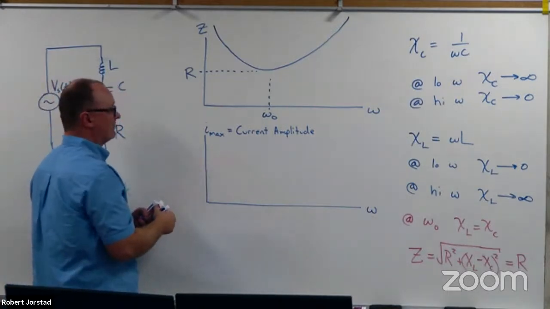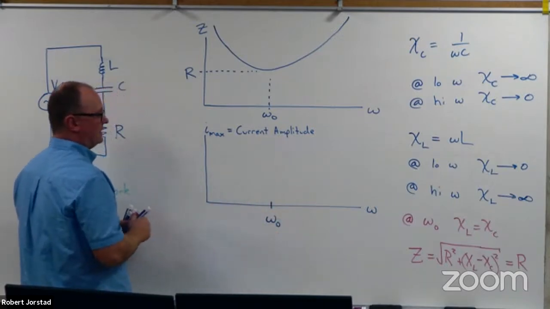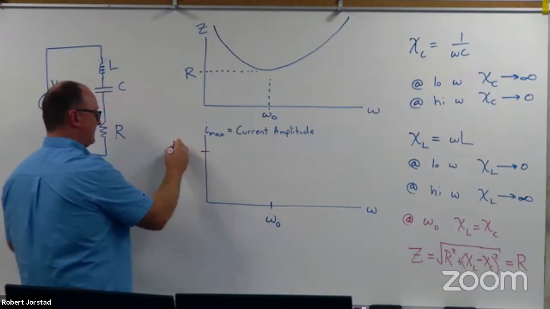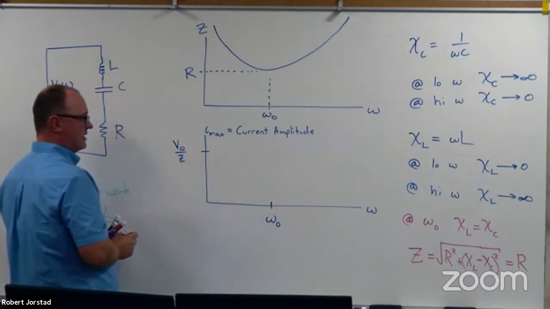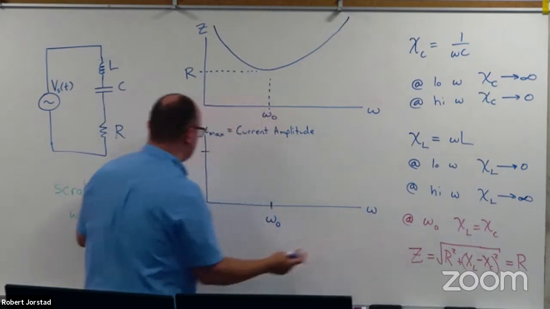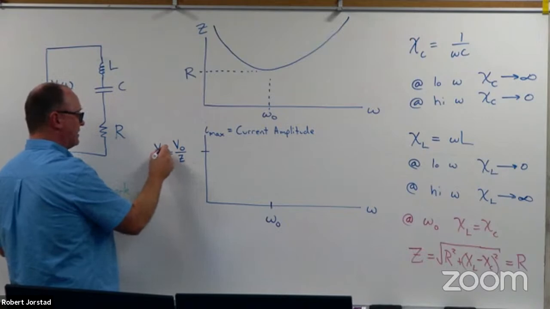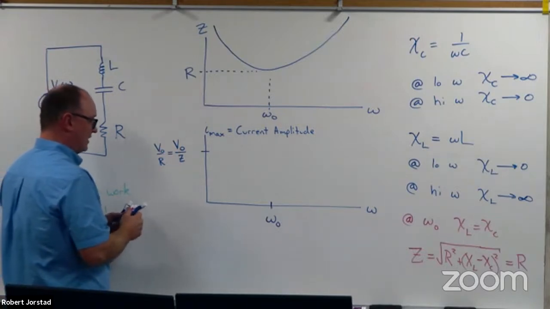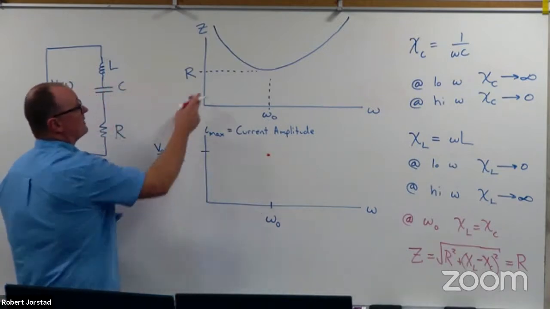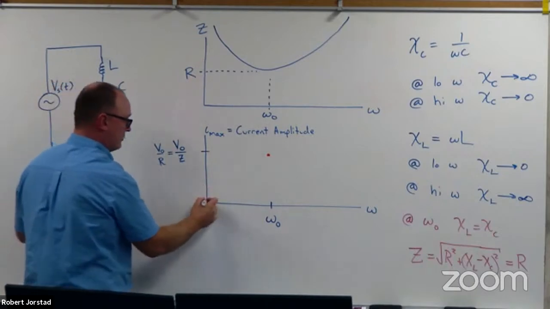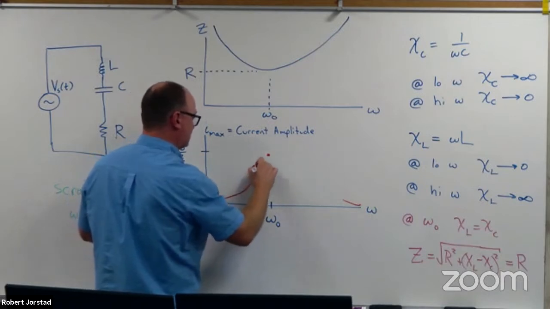But what about the current amplitude? Well, let's look. At omega naught, I know that the voltage of the source divided by Z gives me the peak. Well, at resonance, Z equals R. So this happens to be the one special frequency where you could take the source voltage and divide it by R. That is the peak. And over here, where Z is equal to infinity, there's no current. Over here, where Z is equal to infinity, there's no current. So we see we get something that looks maybe like this.